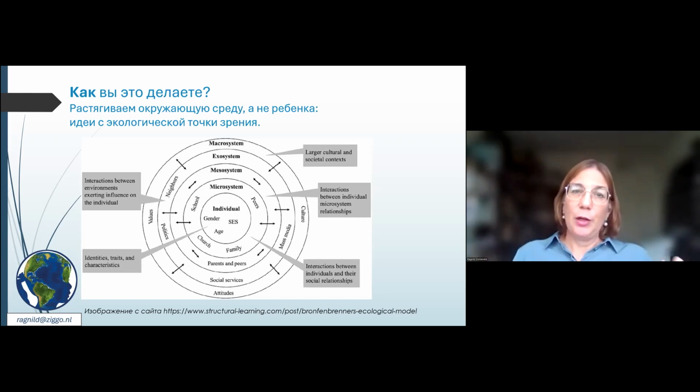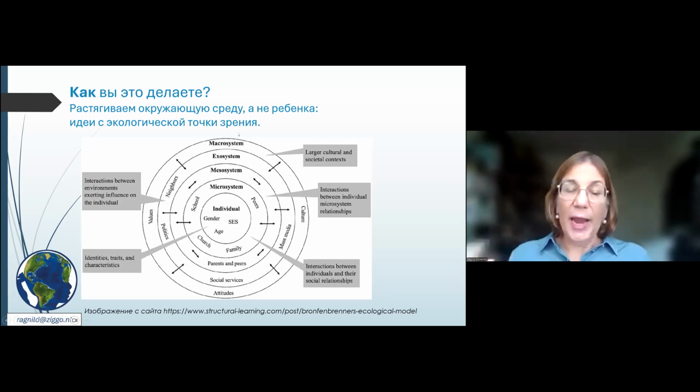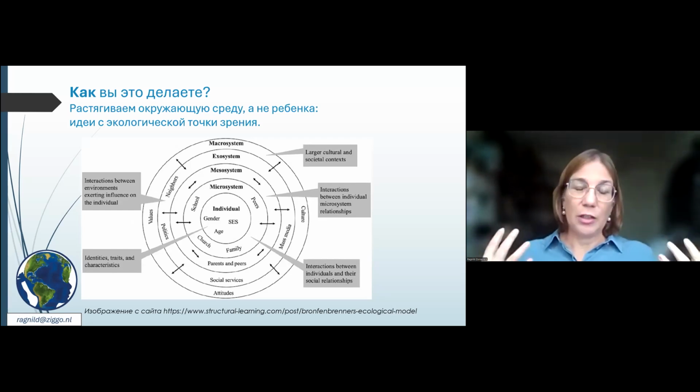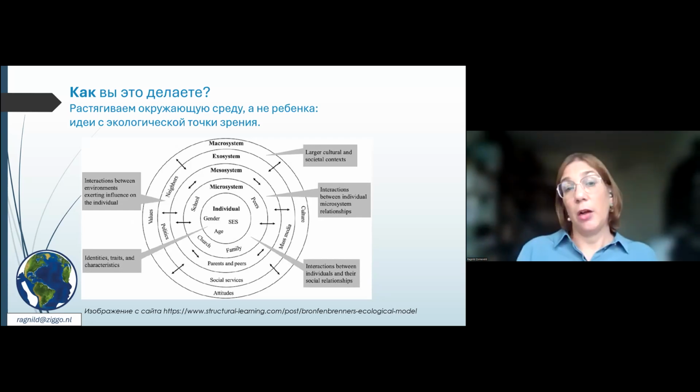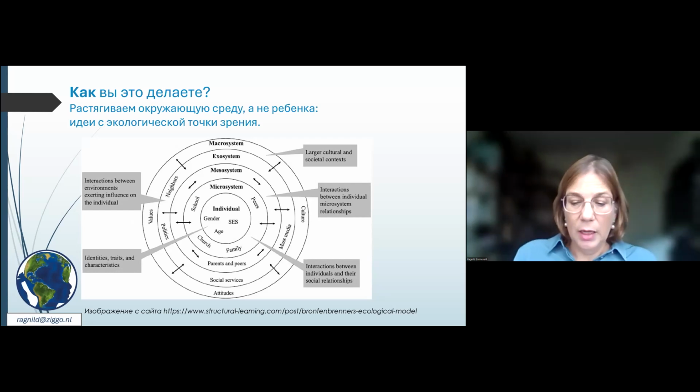So if you look at children and education from this point of view, there's a very important role for the school as well, because the school is in the microsystem and it's very close to the child and is interacting not only with the child, but also with the parents and the peers and the other factors in the microsystem. And as a teacher, you're part of the school, you're part of the things you do in the classroom, and also the class in which a child is, is important in this system.